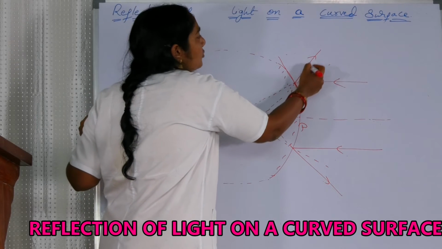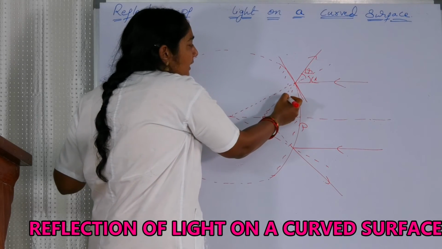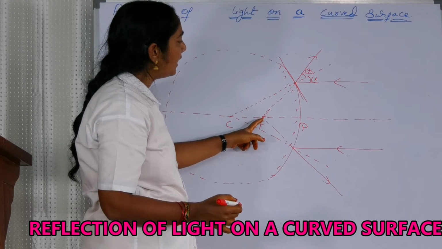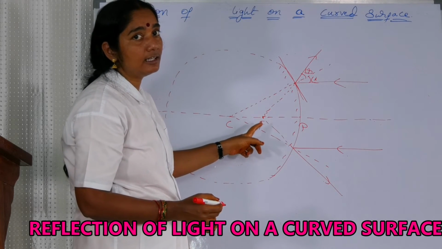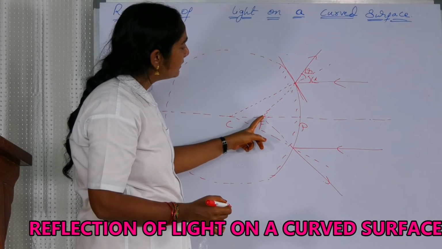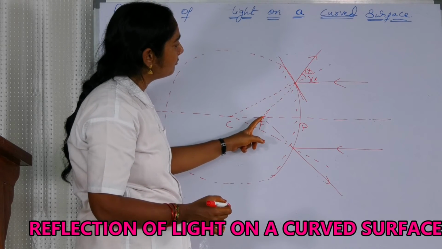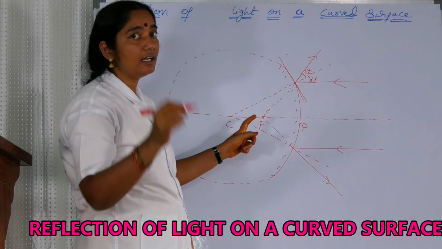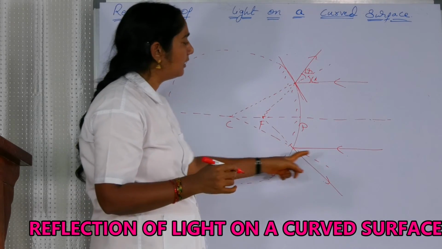And this ray is going, it appears as if it is coming from this point. This is not real, this is virtual. It appears as if it is coming from the point F. I think you might have understood. In the previous case it was real, but in this case it is virtual.